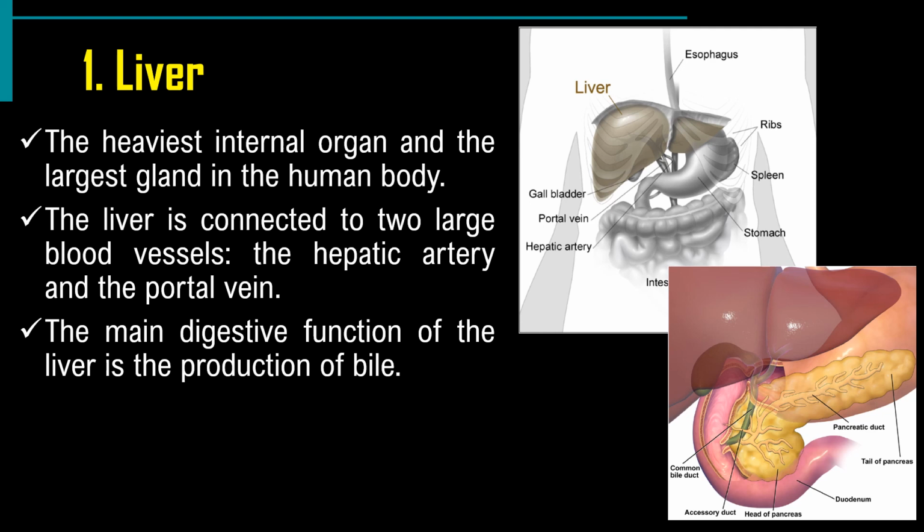The main digestive function of the liver is the production of bile. Bile is a yellowish-brown fluid that aids chemical digestion by emulsifying fats in the duodenum. If bile is needed to digest a meal, it goes directly to the duodenum through the common bile duct. In the duodenum, the bile neutralizes acidic chyme from the stomach and emulsifies fat globules into smaller particles that are easier to digest chemically by the enzyme lipase.